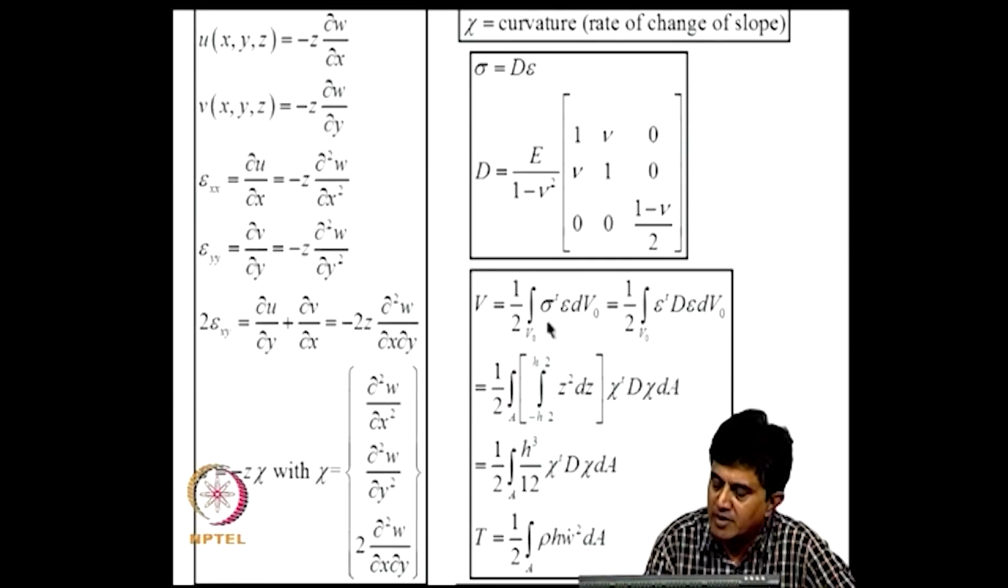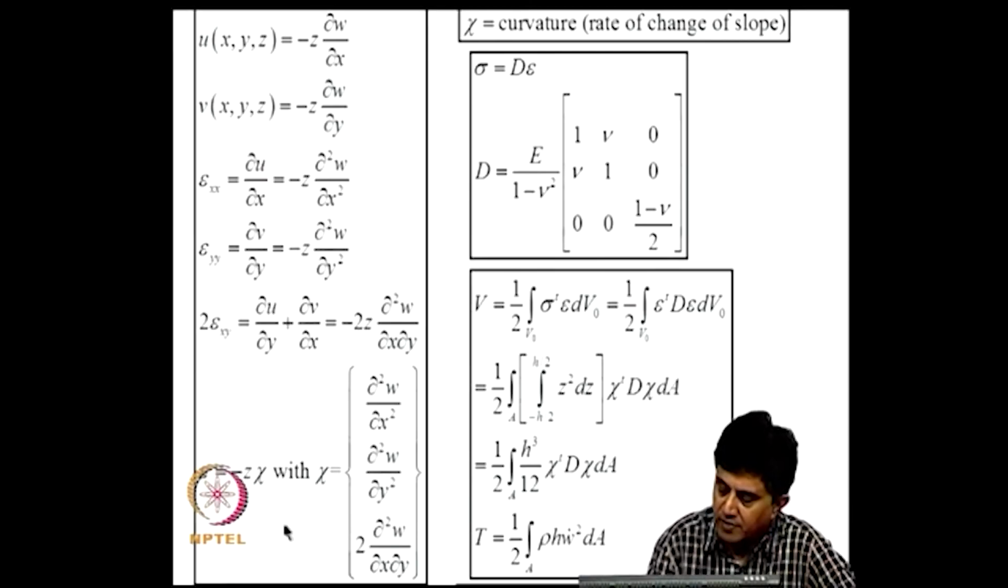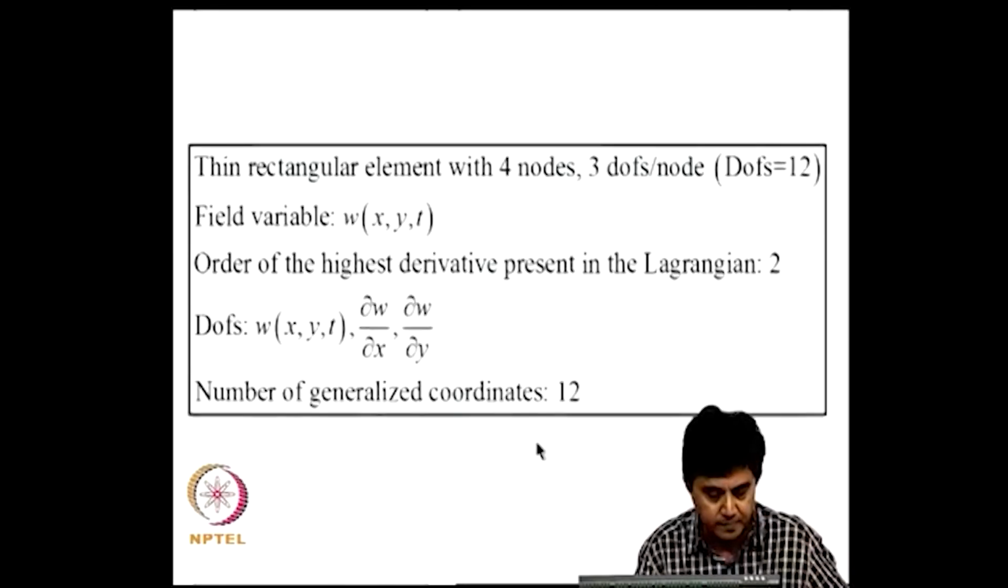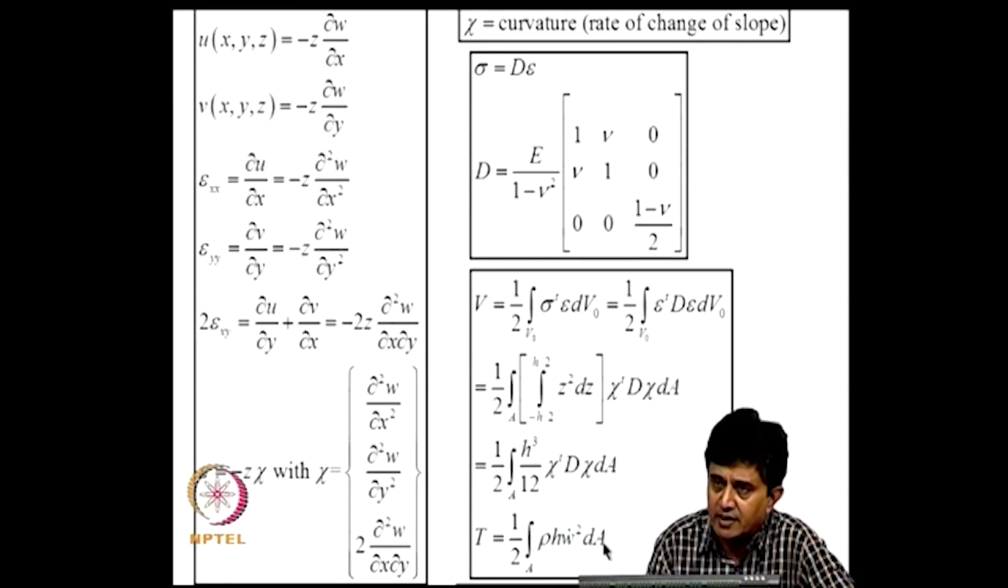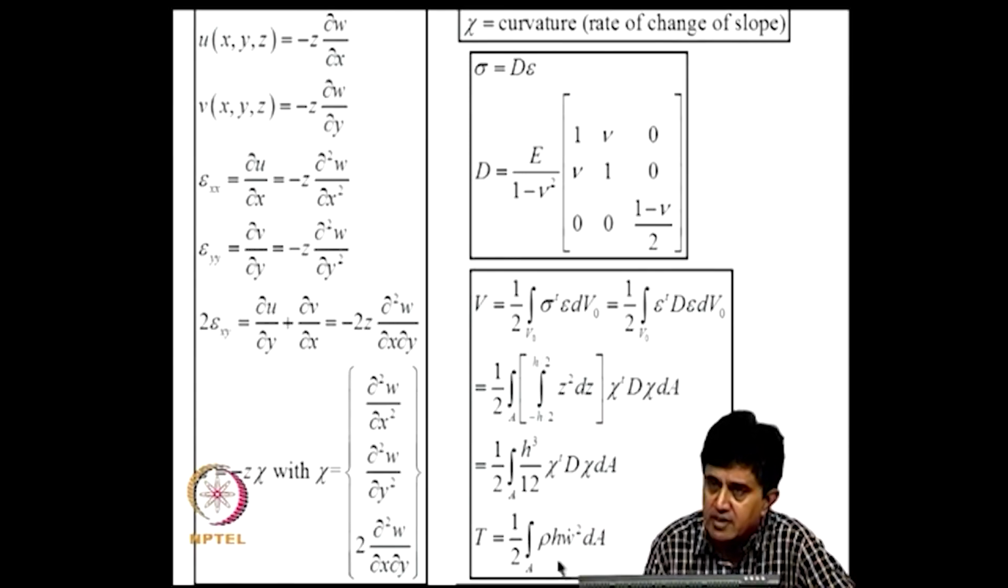The strain energy is given by half sigma transpose epsilon dV naught, and in terms of using this constitutive law it is epsilon transpose D epsilon dV naught. Now I will use for epsilon minus z chi, and I will be able to write, integrate over the depth, and that leads to this term h cube by 12, and the remaining terms are chi transpose D chi dA. This is the strain energy. The kinetic energy is half rho h w dot square dA. As I already mentioned, we are including only the contribution to kinetic energy from only w.